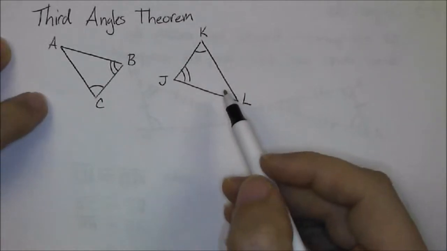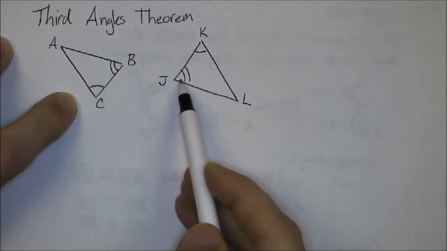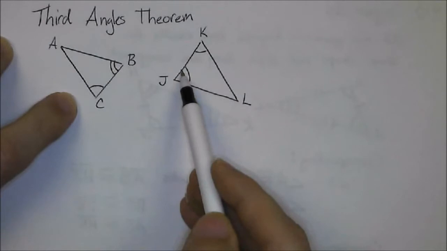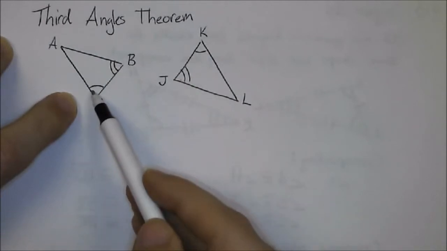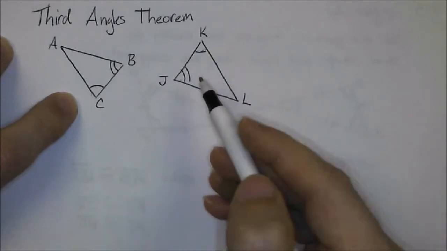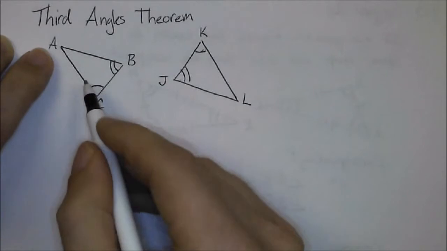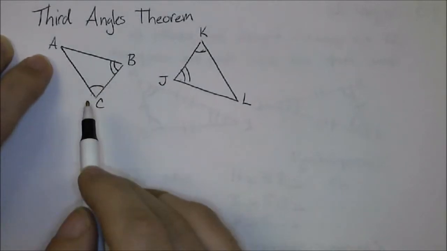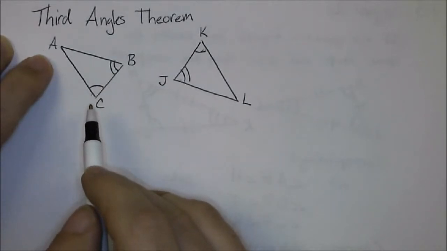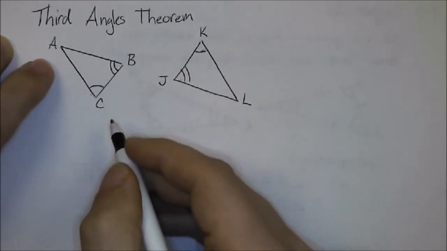Okay, so here I have two triangles. And one thing you should notice right away, angle B and angle J, they are congruent. Look at the marks. I also know that angle C and angle K are congruent. I can tell by those marks. Well, here's the thing. Remember that all triangles have to add up to 180 degrees. The interior angles all have to add up to 180 degrees.